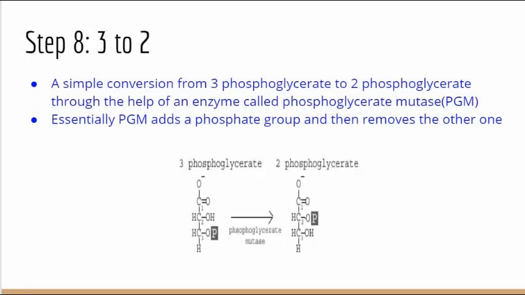Alright, so step 8 is what PGM, or phosphoglycerate mutase, does: it takes away a phosphate group from the 3rd carbon, and it adds a phosphate group to the 2nd carbon, hence the name 3-phosphoglycerate to 2-phosphoglycerate. You can see the change if you just follow the phosphate group in the picture. As you can see, it's on the carbon that's a little bit lower than the 2nd carbon, and it kind of jumps up, if that helps you understand it better.